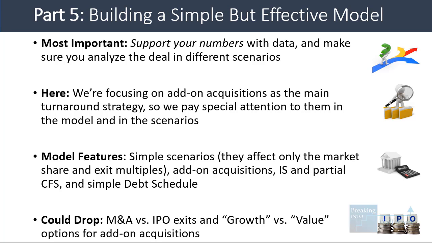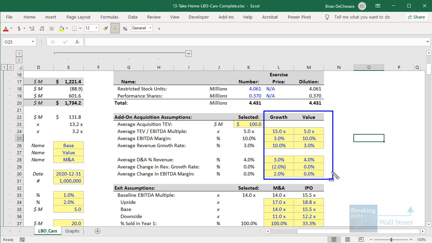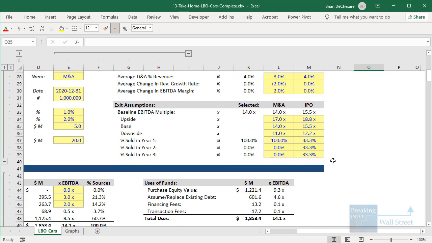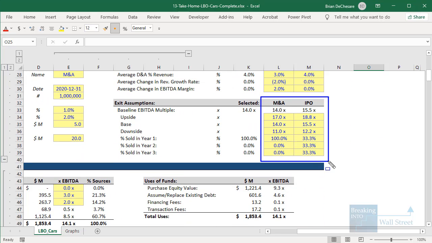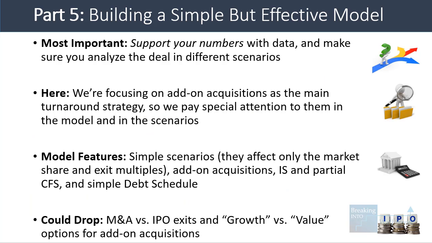In terms of what we could drop, I don't think the growth versus value options here are actually all that important. We could probably condense these into one single option instead and sort of combine these two scenarios. Also, even though we build in support for an M&A versus an IPO exit, I don't think this is all that important either. The multiples are slightly higher with the IPO exit, but it takes more time to sell the stake. The M&A scenario has slightly lower multiples, but the stake is sold right away. Although it's interesting to look at, ultimately it doesn't really affect the investment decision all that much. So we could drop this if we were pressed for time or had only 5 or 6 days or something like that.